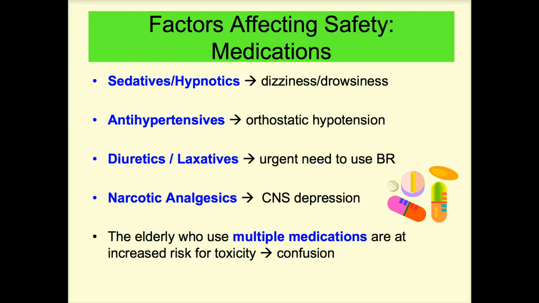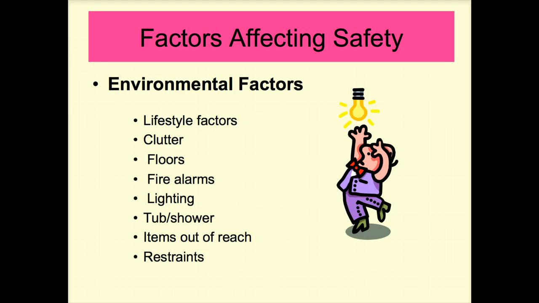Factors that can affect safety can be related again to your medications: sedatives, hypnotics, antihypertensives, diuretics, and your narcotic analgesics. The elderly who will use multiple medications are at increased risk for medication toxicity and confusion. Factors affecting safety are environmental factors as well. Even in nursing assistant, you are taught how to maintain a safe environment for your patients. So you want to think about, again, review. We're coming through the same content again.